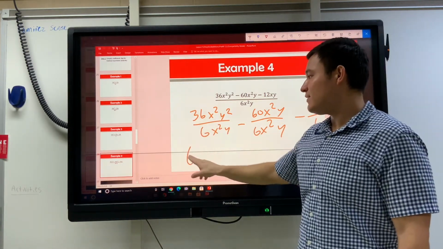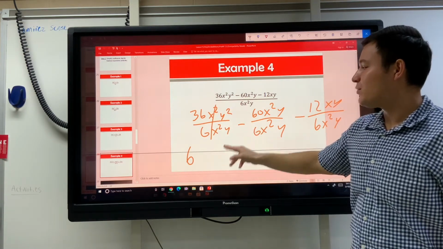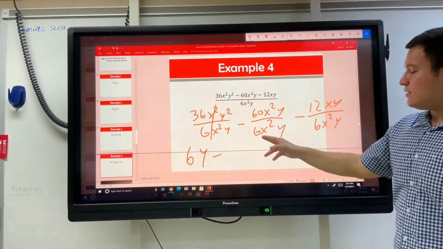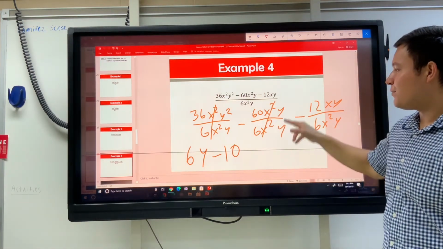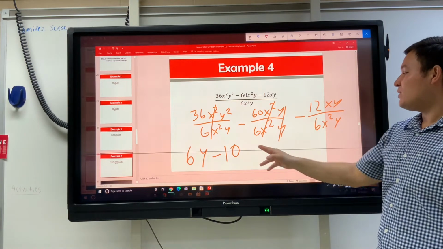36 over 6 makes 6. X squared over x squared cancels out. Y squared over y has 1 y in the numerator. Minus 60 over 6 makes 10. X squared over x squared cancels. Y over y cancels. It's just the number 1. So we have a minus 10 in the middle.